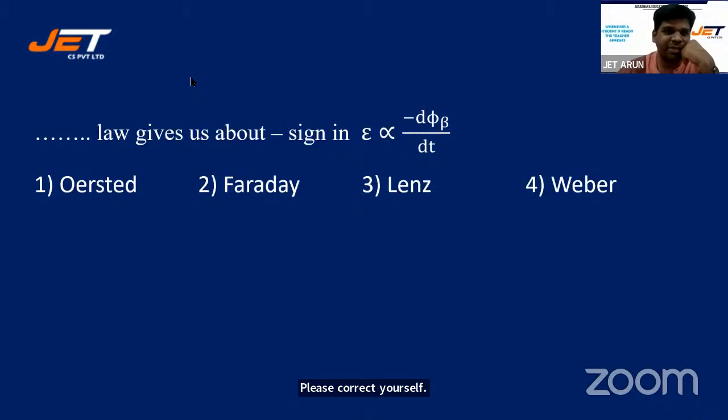Look at this one. Dash law gives us the negative sign in E is equal to minus d phi by dt. So which law talks about the negative sign? The significance of negative sign is given by Oersted, Faraday, Lenz, Weber. Which law? Oersted law, Faraday's law, Lenz law, Weber law. There is something called Weber law.